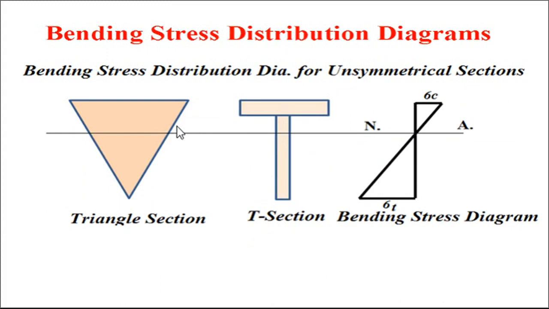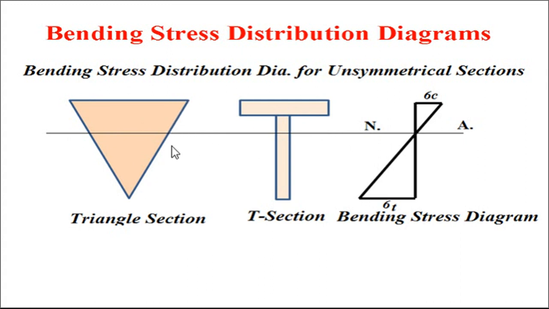Now I have shown the bending stress distribution diagram for unsymmetrical sections. Unsymmetrical means where the neutral axis does not lie at the center. In the T section, most of the area, due to the flange, acts in the upper zone, so the neutral axis will shift towards the upper part. Similarly, if a triangle is inverted, the neutral axis will shift towards the base side.